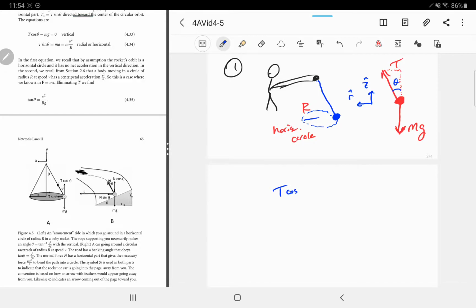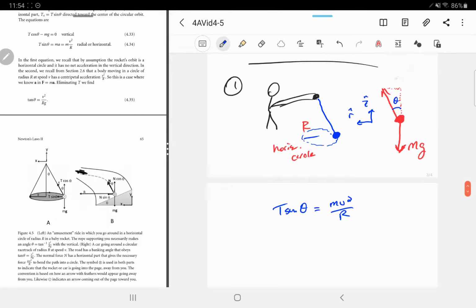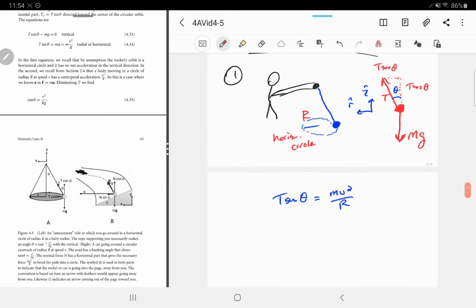So using the radial component, we have t cosine theta is mv squared over r. No, t sine theta. I gotta be careful here. If this is t, then this is t sine theta, and this is t cosine theta. Right? Adjacent over hypotenuse versus opposite over hypotenuse.